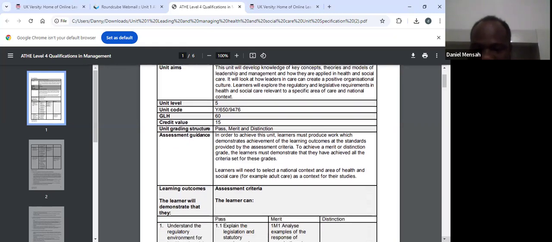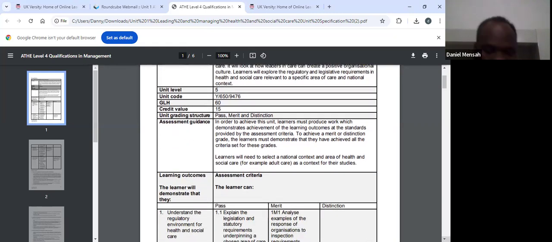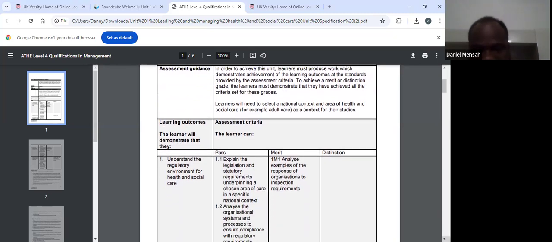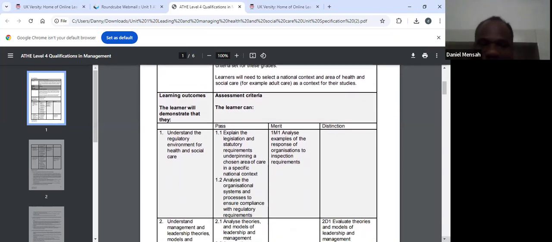When we say the assignment brief, it seeks to underscore or underpin what we expect learners to achieve, whether they want to achieve a pass mark, a merit, or a distinction. The learning outcome, so to speak, gives us an overview of what learners need to put in when submitting your assignment. For instance, LO1 seeks to look into understanding the regulatory environment for health and social care.